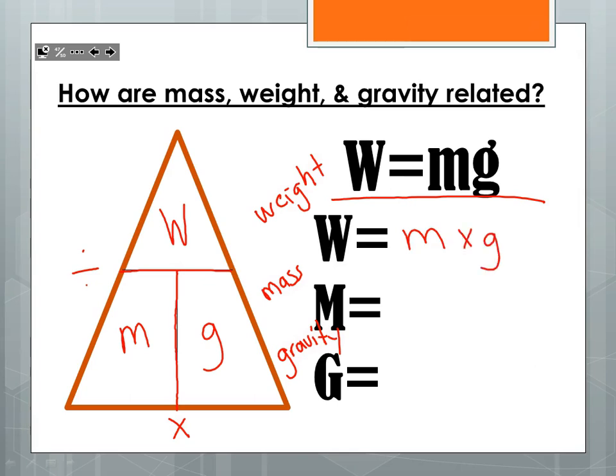If I want to find mass, I put my hand over the M, and that horizontal line tells me to divide. So I've got weight divided by gravity. And if I wanted to find the answer for gravity, I put my hand over the G, and what I have left is weight over mass. So that is how we manipulate that equation to try to find weight, mass, or gravity, because they all have a relation to one another, and it's through this equation.